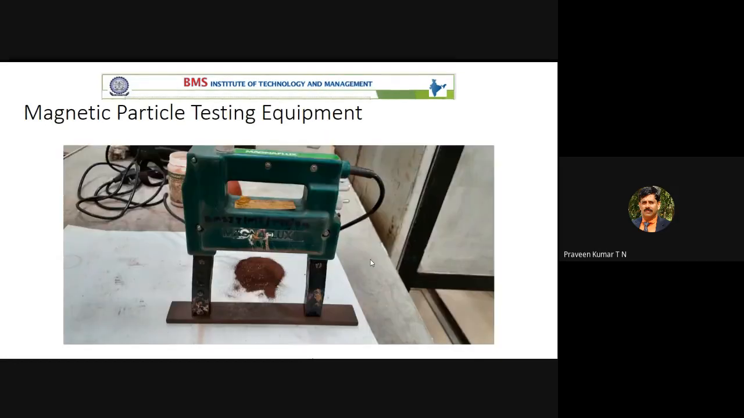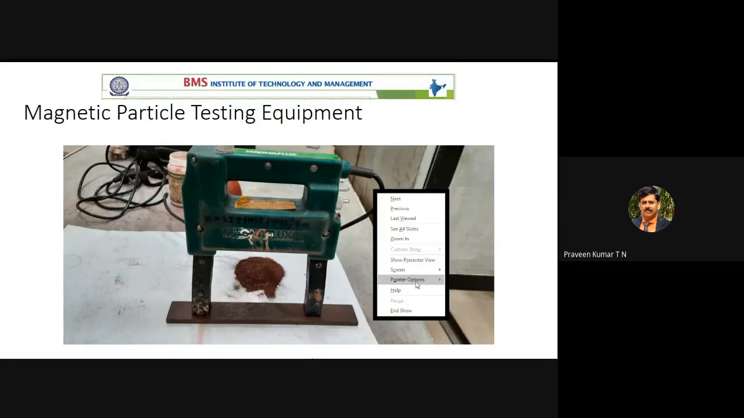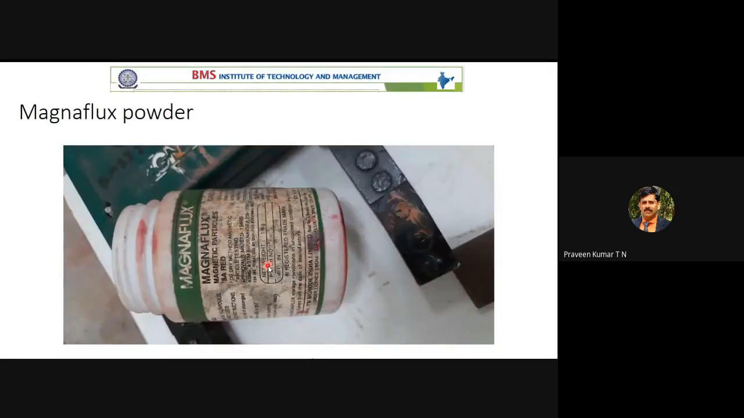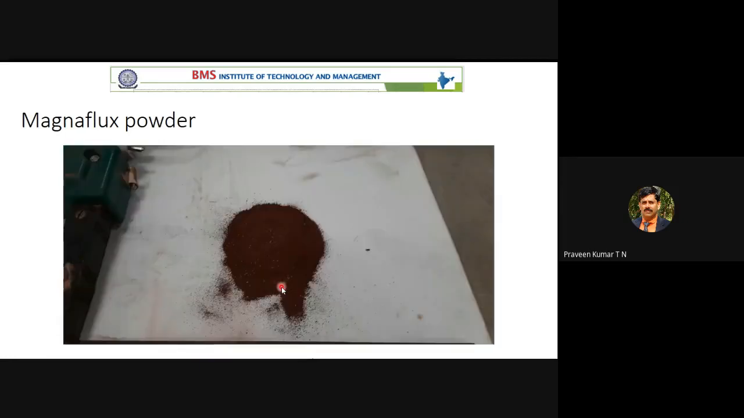This is the equipment. Here we have already put powder on the specimen before magnetizing, and the powder is uniformly distributed. This is MagnaFlux powder. It is a ferromagnetic powder. The powder is available in different types depending upon the requirement. MagnaFlux is a company name. It looks like a flux, and it is a magnetic particle used in magnetic particle testing. For that, they have given the name MagnaFlux. It is a magnetic particle, and the color is red. This is the actual magnetic particle, or ferromagnetic powder.